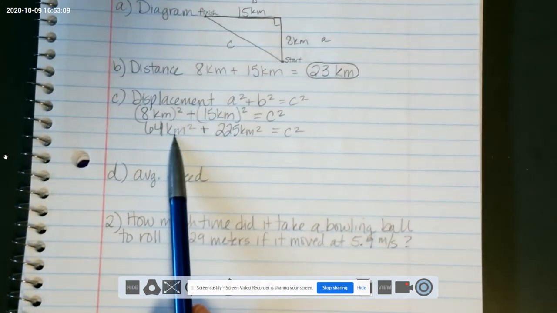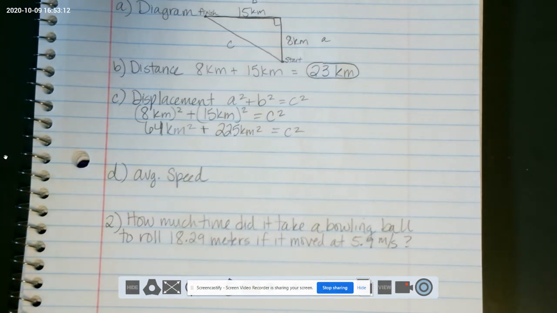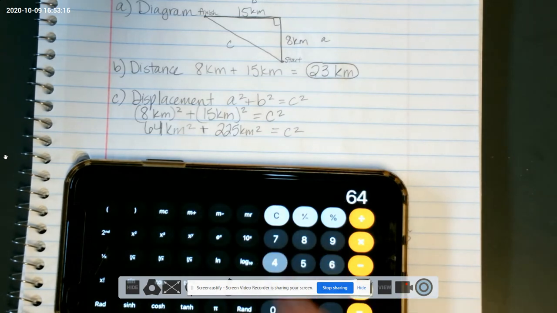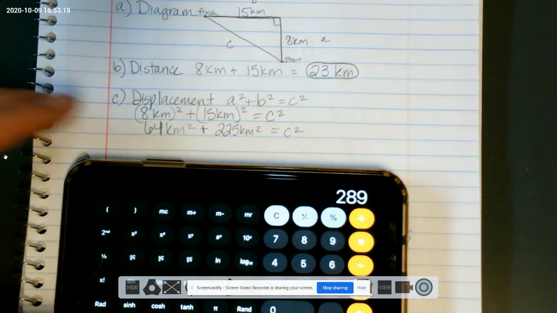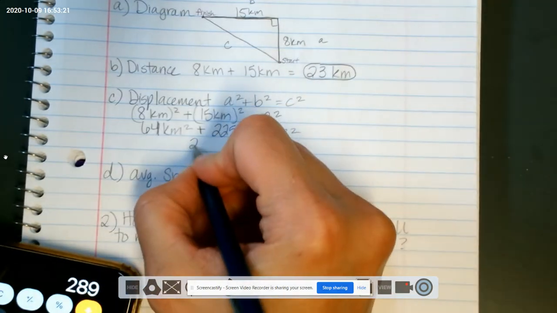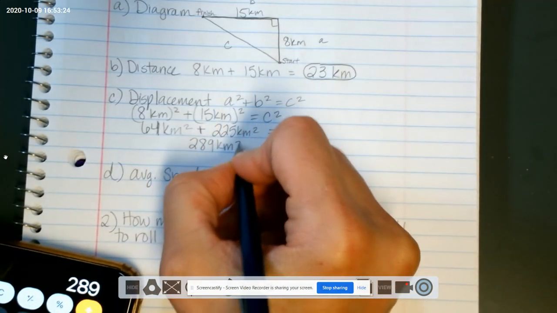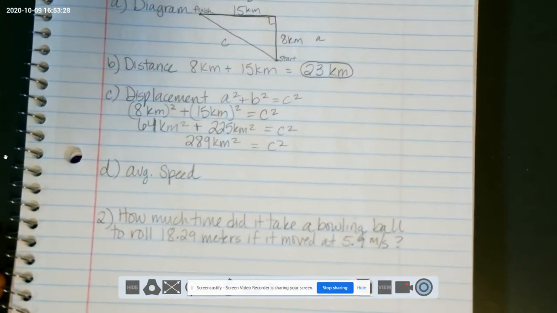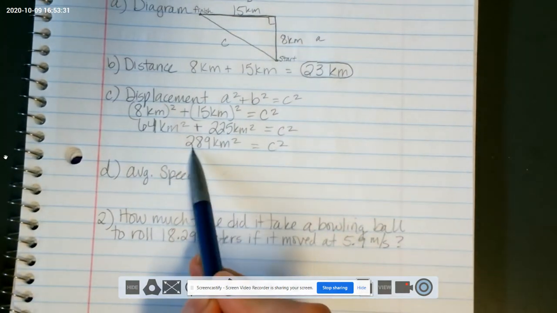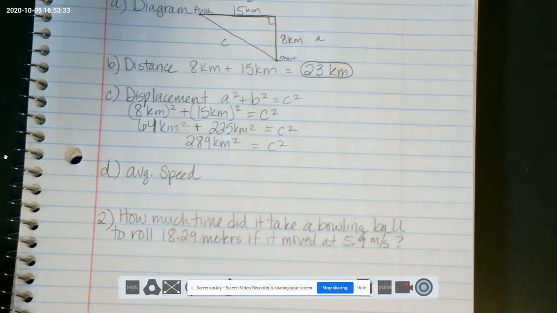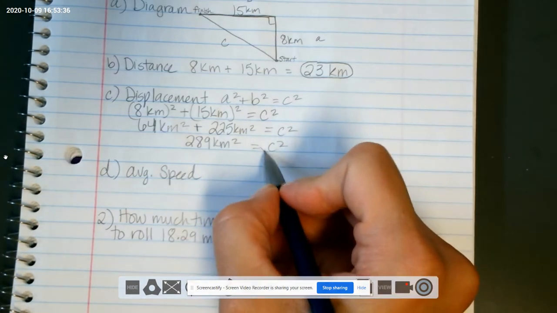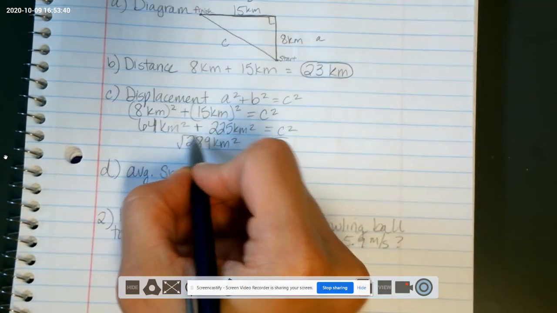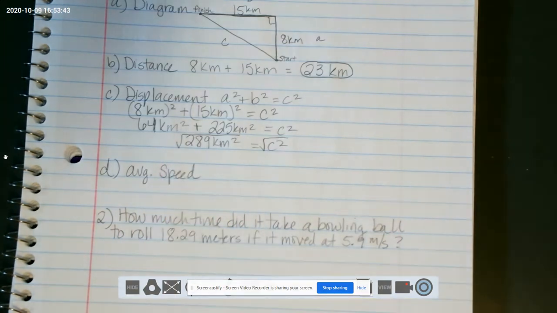Now I have like terms, kilometer squared and kilometer squared, therefore I can add them. So 225 plus 64 is going to give me 289 kilometers squared equals c squared. And now I'm ready to deal with the squareds. So I have c squared and I have 289 kilometers squared. I don't want the squared, I want c by itself. So you do the opposite, which is square root each side of the equation. What you do to one side, you have to do to the other, which will work out perfect.